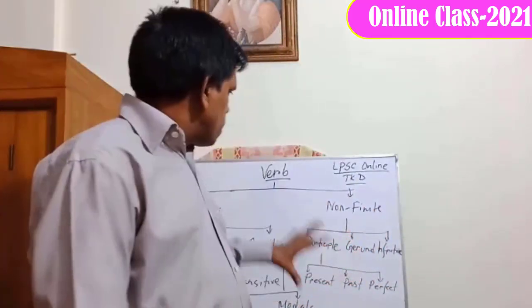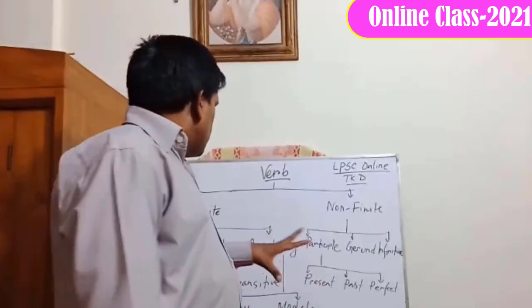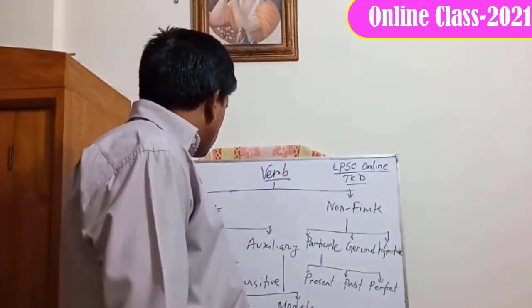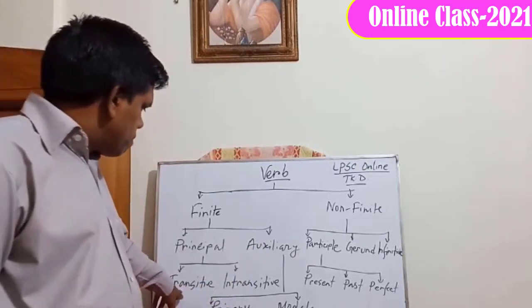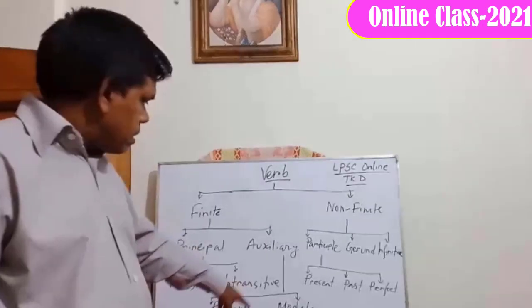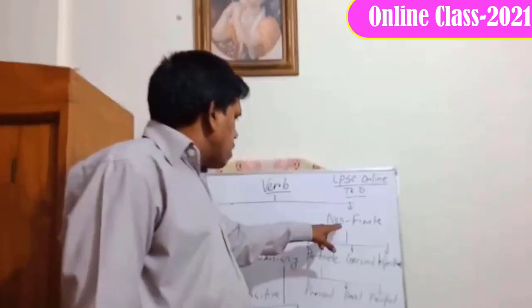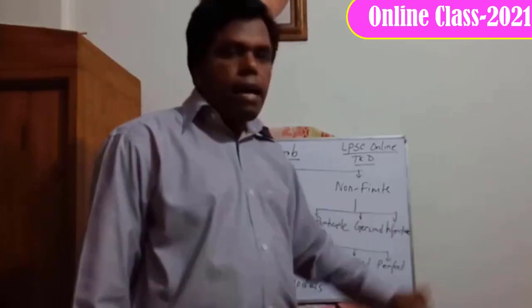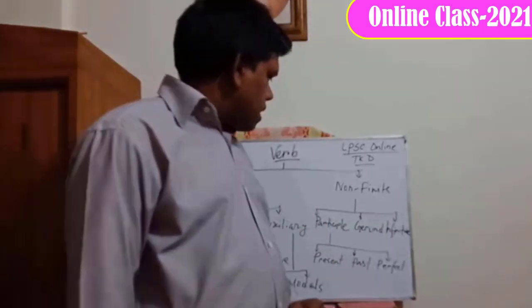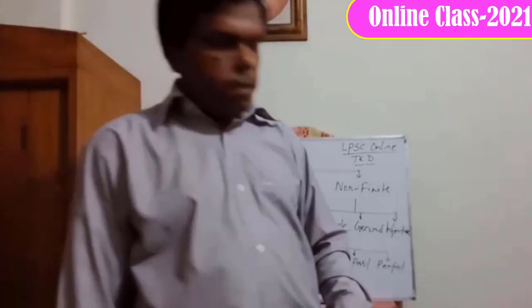That is actually the main structure of verb. Main kinds of verbs: finite verb, which has two kinds, principal and auxiliary. Principal has two kinds: transitive and intransitive. Auxiliary has two kinds also: primary and modals. Non-finite verb has three kinds: participle, gerund, and infinitive. Participle has three kinds: present, past, and perfect participle.